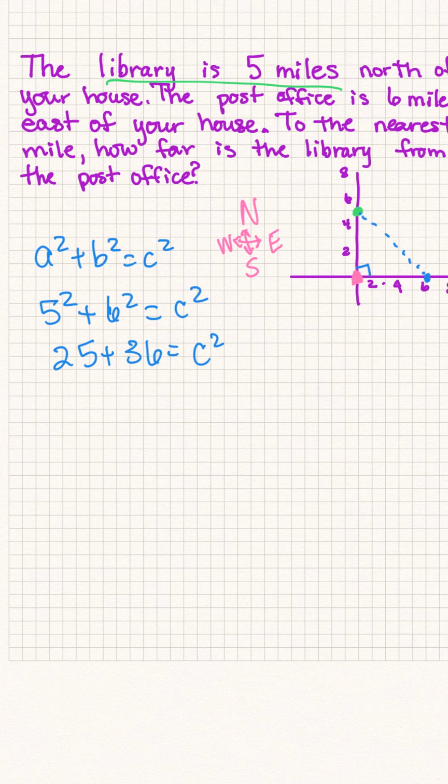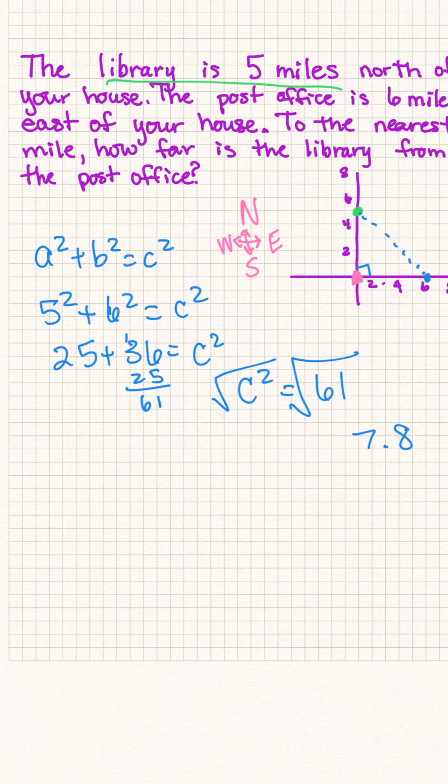36 plus 25 is going to equal 61. So C squared equals 61. We want the square root. And if we do the square root on a calculator, it's going to equal 7.8102496676. We just want to round.